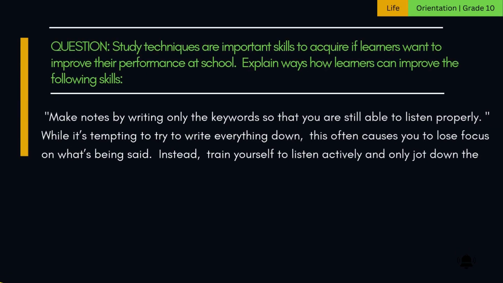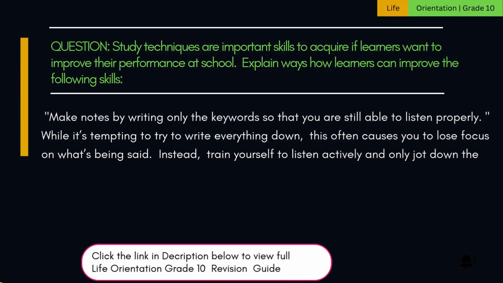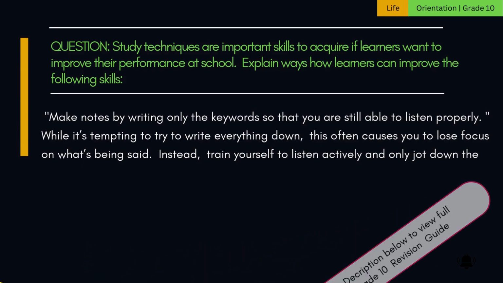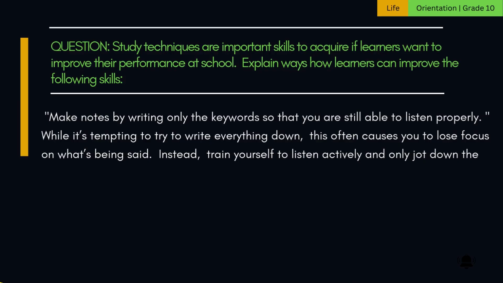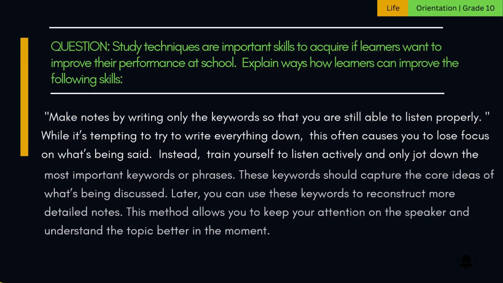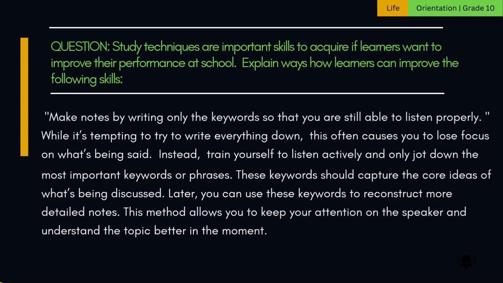2. Make notes by writing only the key words so that you are still able to listen properly. While it's tempting to try to write everything down, this often causes you to lose focus on what's being said. Instead, train yourself to listen actively and only jot down the most important keywords or phrases.